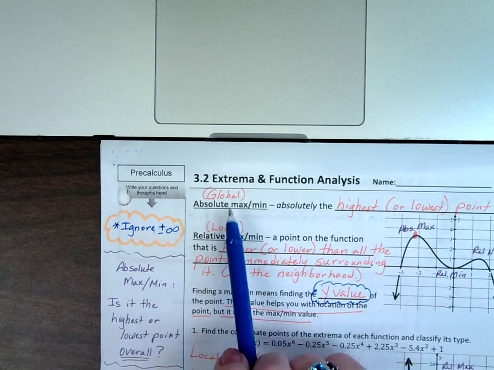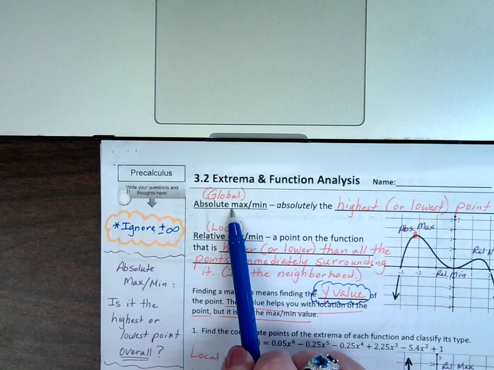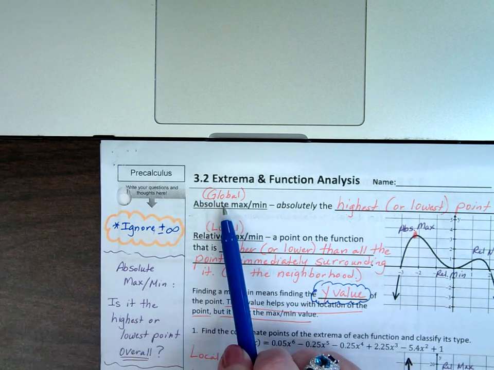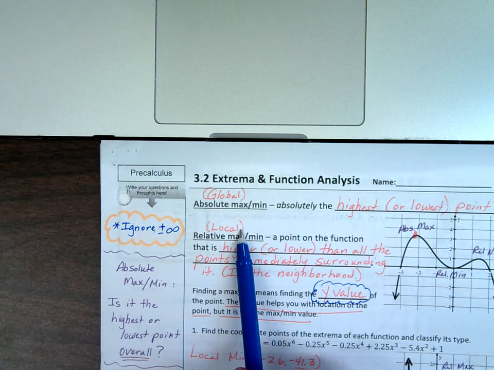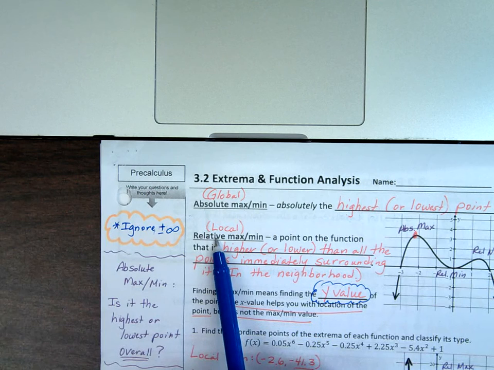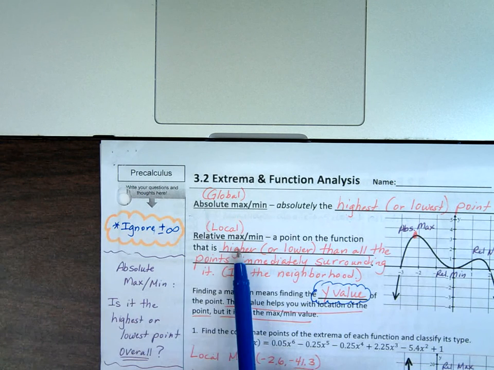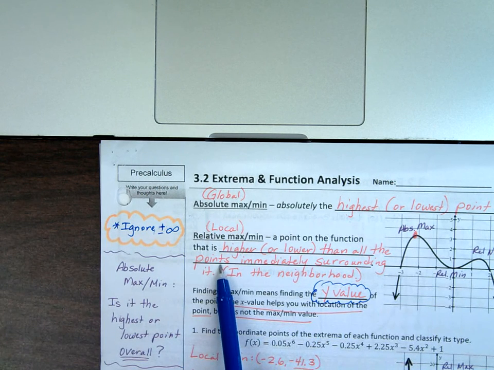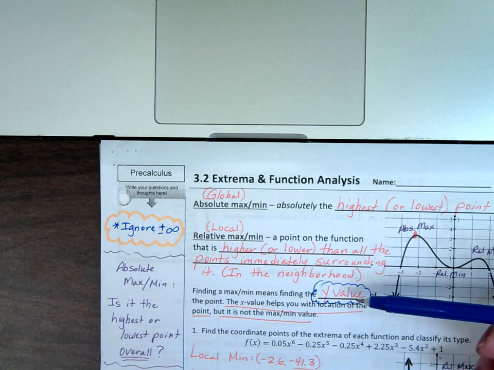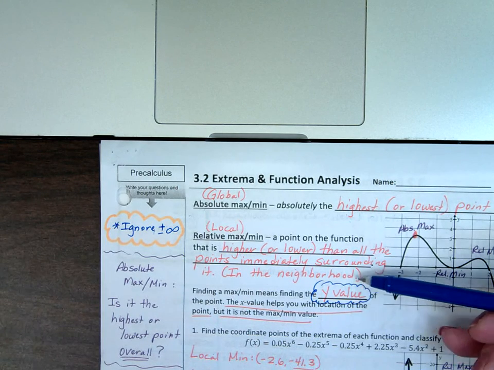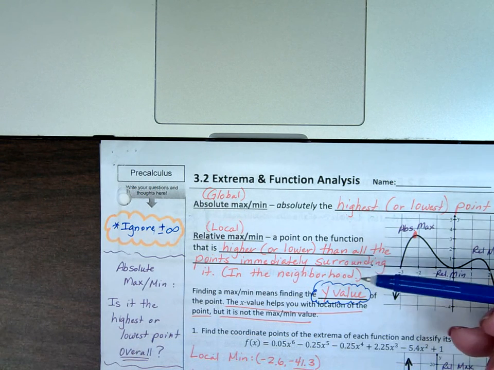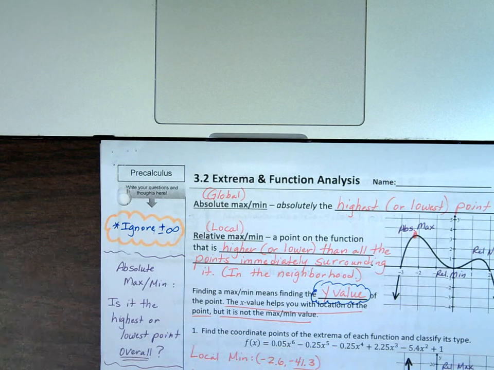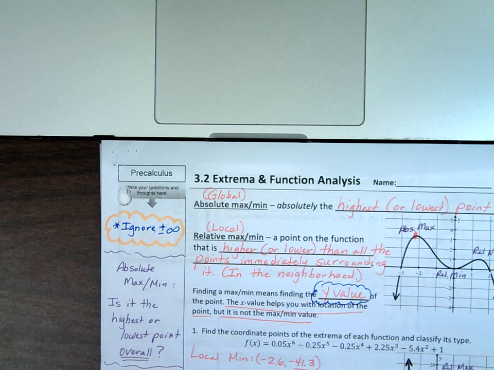All right, so global is when you're looking at the entire picture, or absolute. Where's the highest or lowest point for maximums or minimums? The local is in its own little neighborhood. So here's what they say. The relative max or min is a point on the function that's higher or lower than all the points immediately surrounding it. So we call it in the neighborhood. So are you a high point or low point in the neighborhood? If you are, then you are considered a relative maximum or minimum. And when you're talking maximums or minimums, you're talking what the y values are, because you're looking at how tall it is or how small it is.